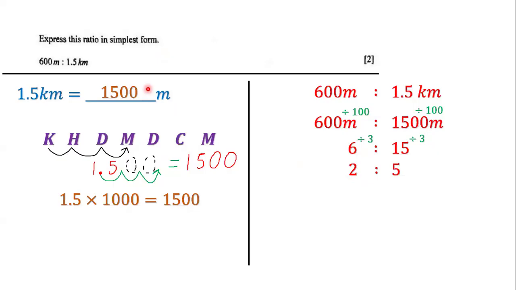We had to translate the 1.5 kilometers to meters by moving it 3 decimal places to the right and then adding zeros in the space, getting 1,500. Or you can times it by 1,000 to get 1,500. On the next side, we divided each side by 100, and then we simplified again by 3, and that's the answer. 2 to 5.